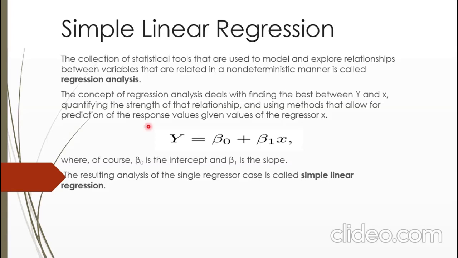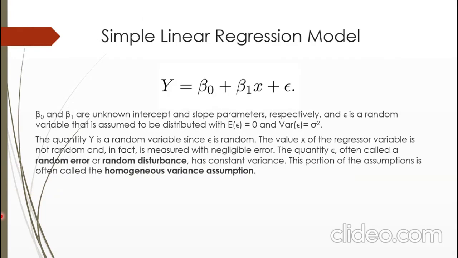This is the formula for simple linear regression, where beta 0 is the intercept and beta 1 is the slope. The resulting analysis of the single regressor case is called simple linear regression. This is the model for simple linear regression.